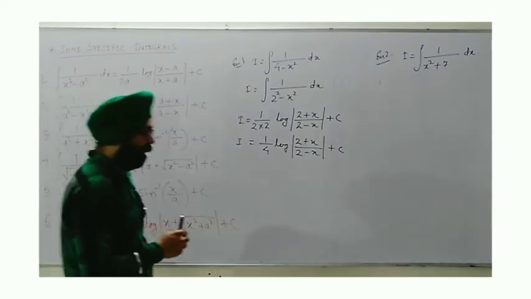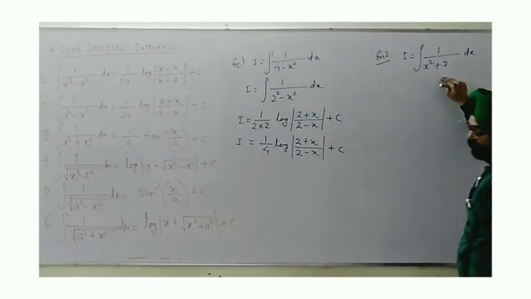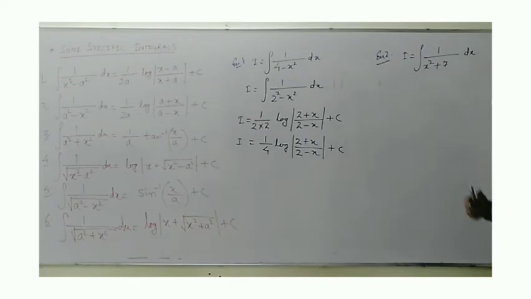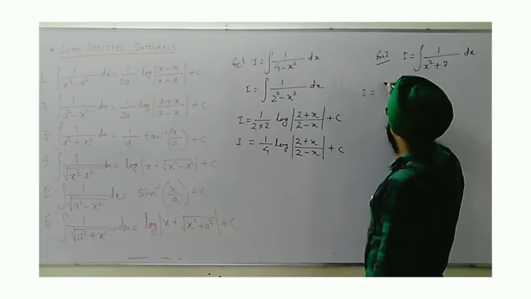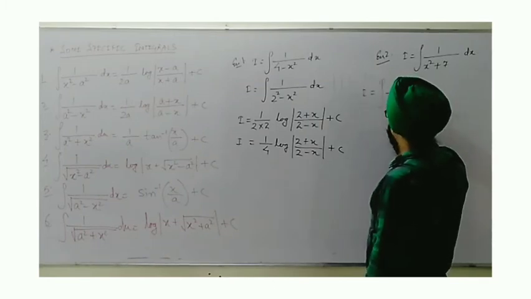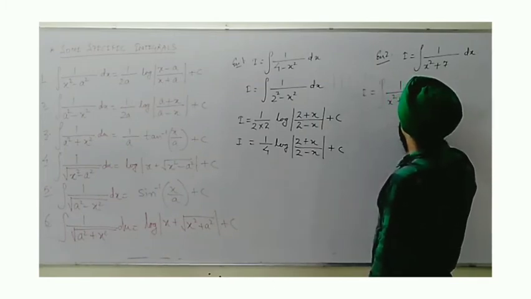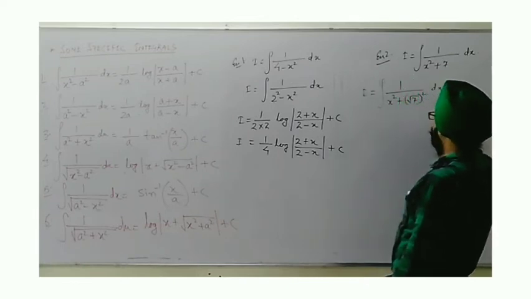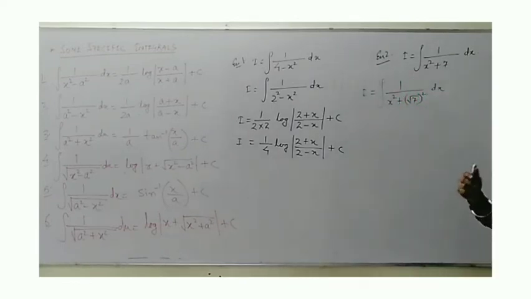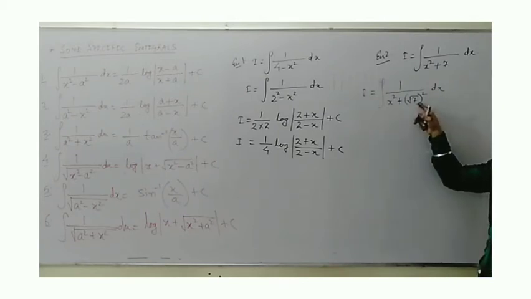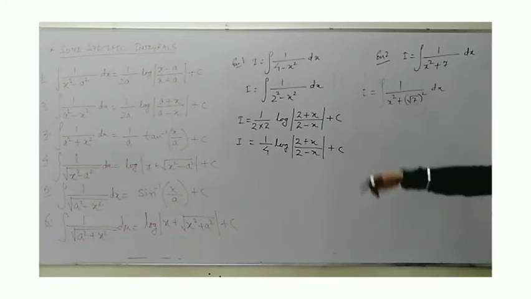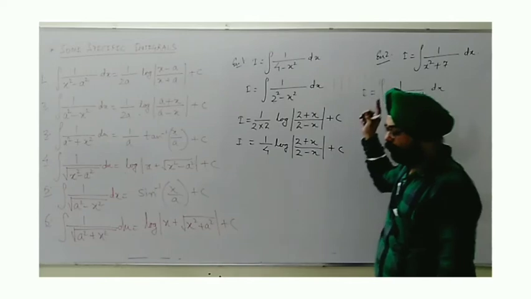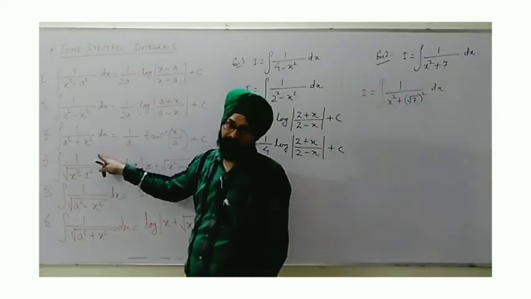Next, second example. We are given x square plus 7, but here you see the constant is not a perfect square. So what we can do? We write 1 upon x square plus root 7 square dx. Whatever number is taken that is not a perfect square, we can put it like that. Now this becomes a standard form, and again if I compare, this can be compared to a square plus x square without root, 1 upon a square plus x square, the third identity.